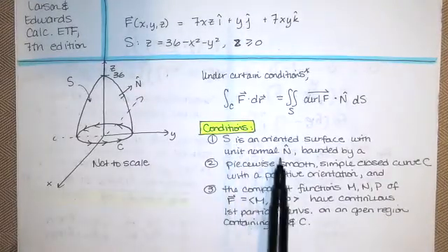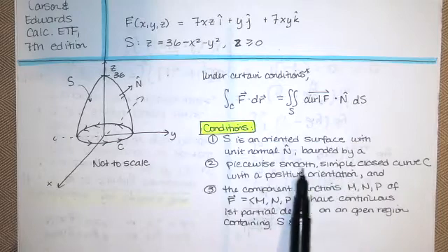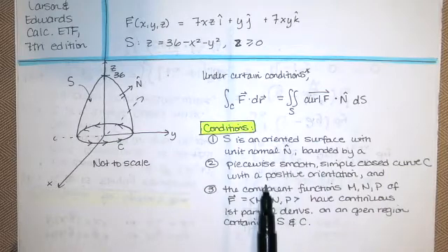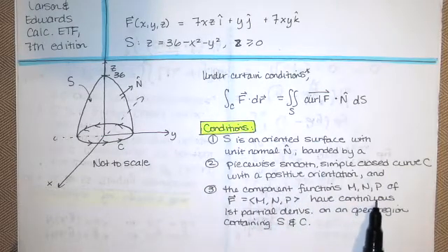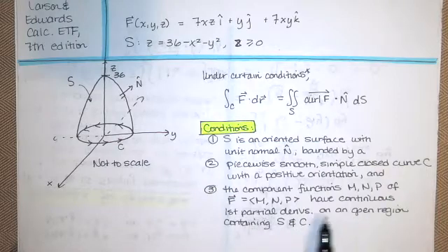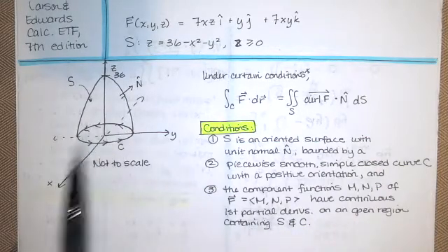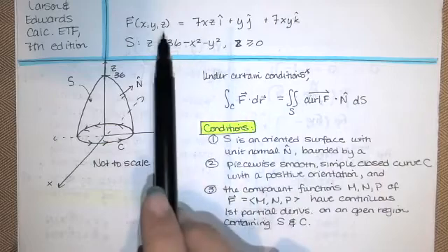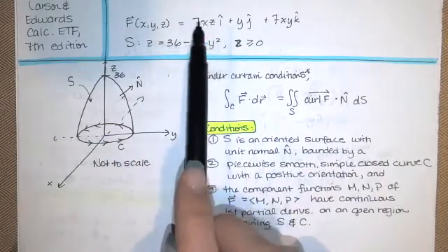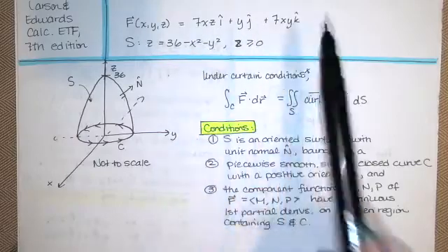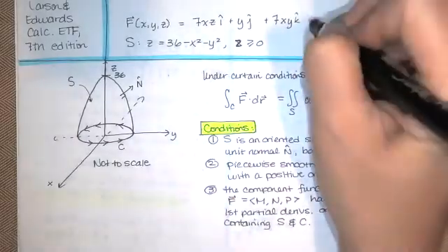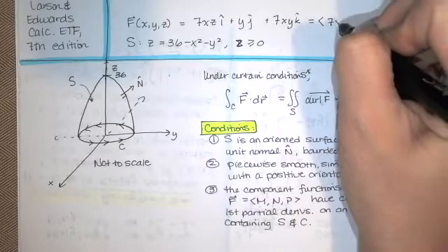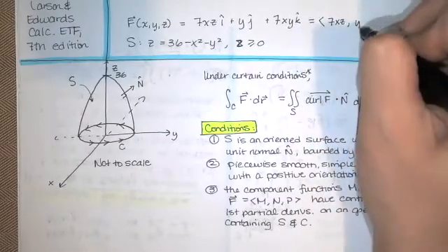So if I've got my oriented surface with unit normal n with that piecewise smooth, simple closed curve boundary with a positive orientation, if both of those hold and the component functions of our field have continuous first partial derivatives on an open region containing our surface and containing its boundary, then this line integral is equal to this surface integral. And remember, this is just the field written in terms of your component functions m, n, and p. I prefer component form. I prefer to write it this way. The x component is 7x times z. The y component is y.